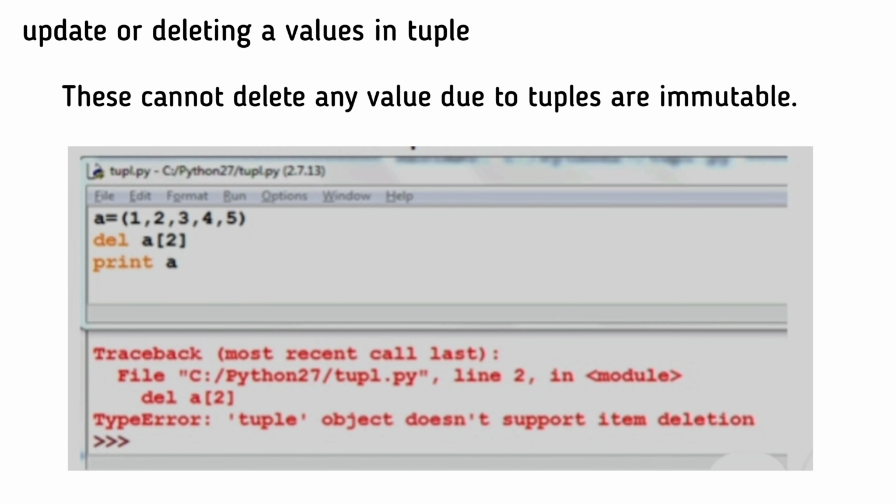And we cannot delete any value because tuples are immutable. Here I take a equal to 1, 2, 3, 4, 5 again and I delete a of 2, that means 3. Then I print a. It gives a type error. Item deletion is not supported in tuples.